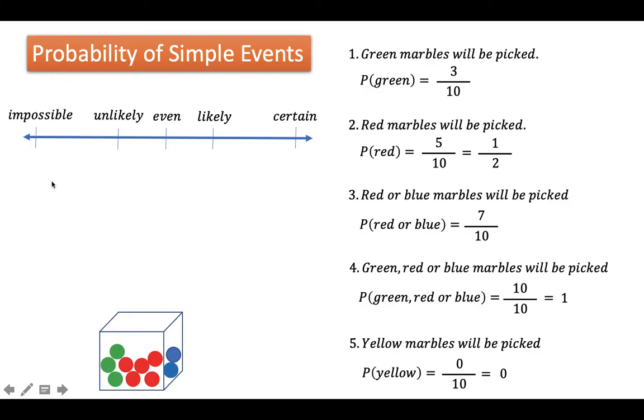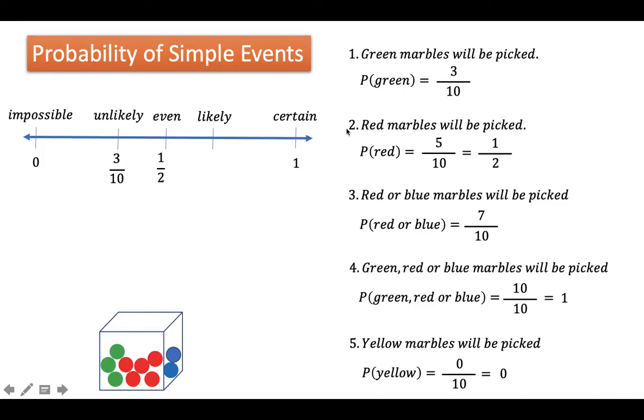Now, in our probability line, we can see here that the probability falls on equal to 0 or more, but less than or equal to 1. For example, in our given number 1, the probability that green marbles will be picked is 3/10. So it falls here. It means the chance is unlikely to happen. There is a possibility, but the chance is smaller.